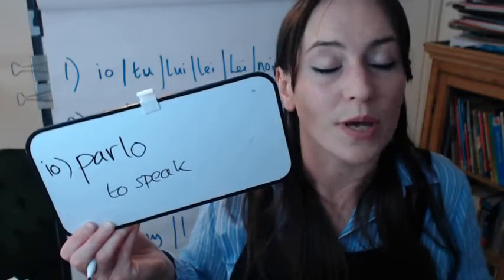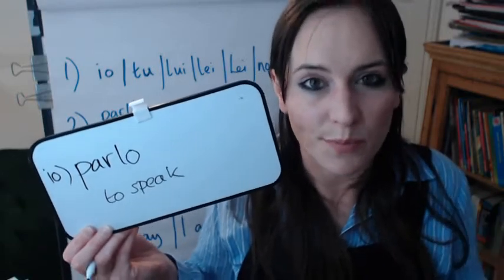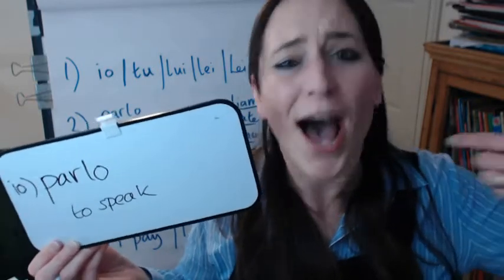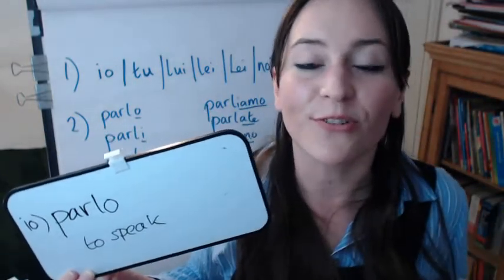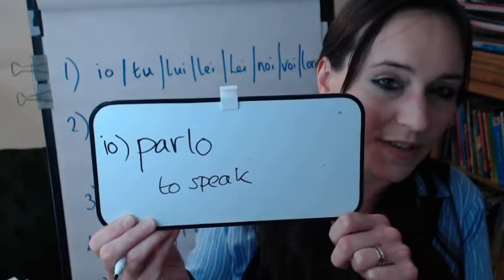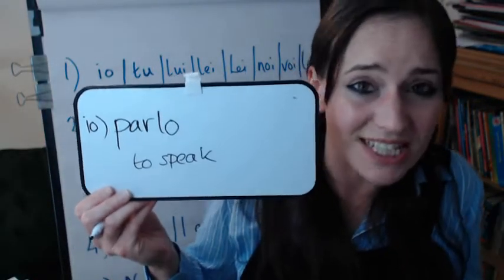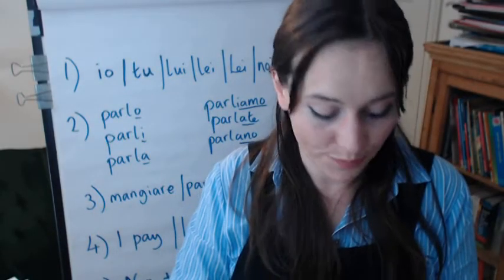Or if you were to put io at the end, for example, parlo io. Hey, I'm speaking. You know, it can kind of sound like a little confrontational or a bit aggressive. But you don't need to put io in front of it. Italians generally don't, you know? So you could just say parlo, okay?